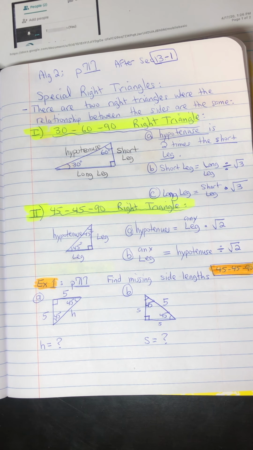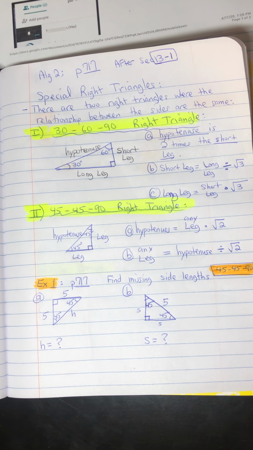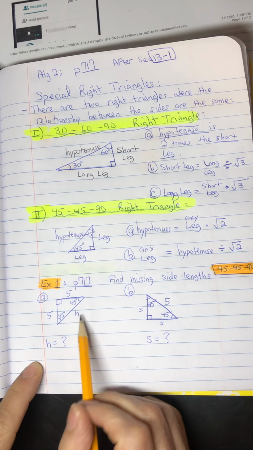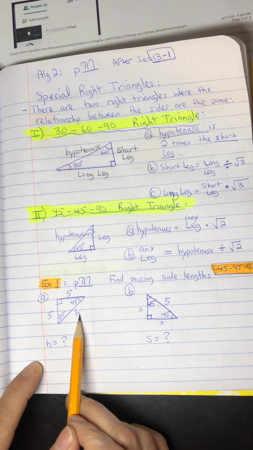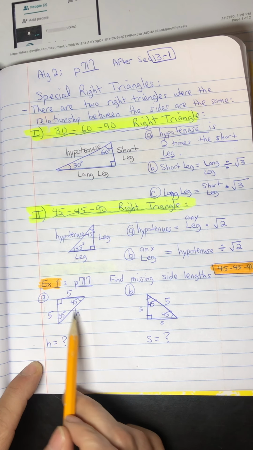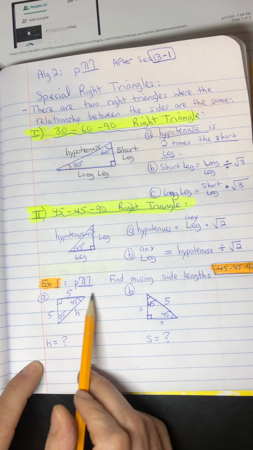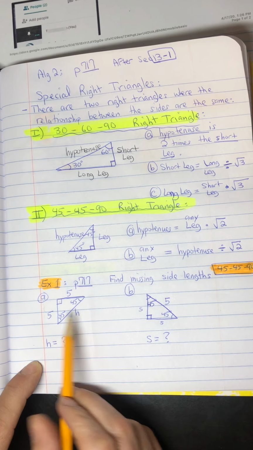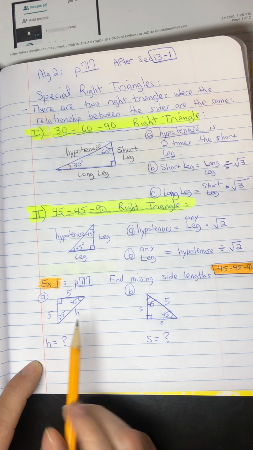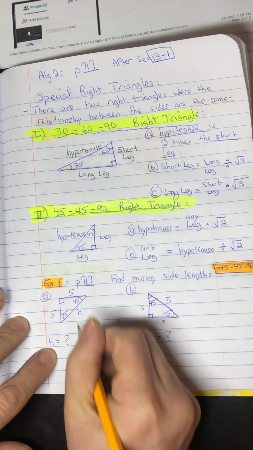Okay, so example 1 is asking us to find the missing legs given these 2 triangles. So go ahead and copy those 2 triangles, and we're going to find the missing sides. In this one, the legs are given as 5 and 5. The missing side is h. This happens to be the hypotenuse because it's the side opposite the 90 degree angle. It's the longest side. To find it, I'm either going to multiply by the square root of 2 or divide by the square root of 2. Since the hypotenuse is the longest side, I'm going to multiply by the square root of 2.